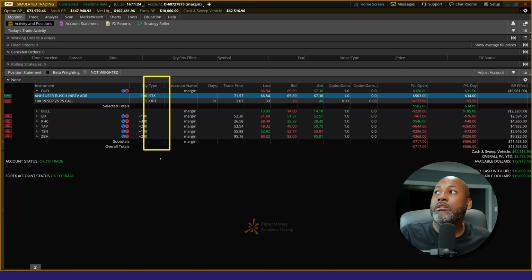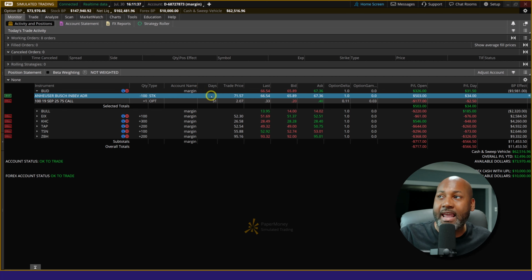Now when we look at this part where it says quantity, we are short 100 shares of what? Stock. In what account? This is the margin account. How many days? Days is not relevant. Stocks don't have expirations. Options do.